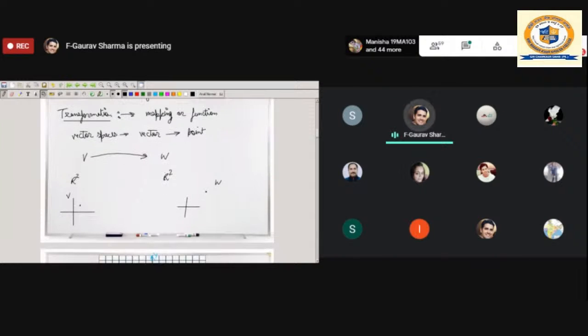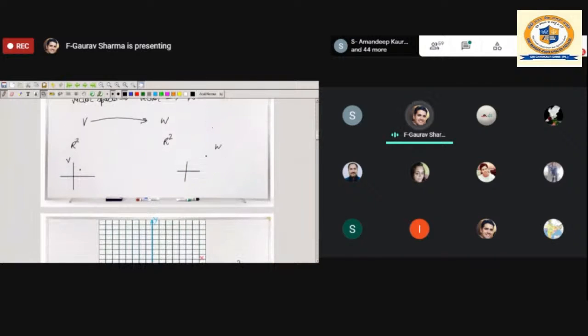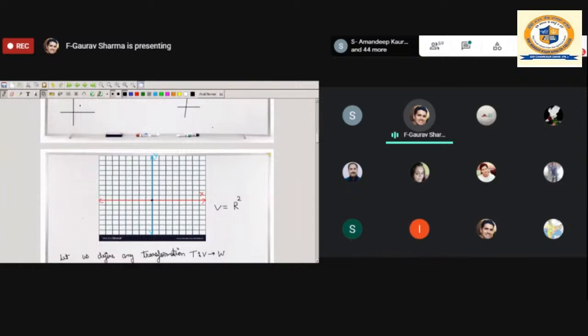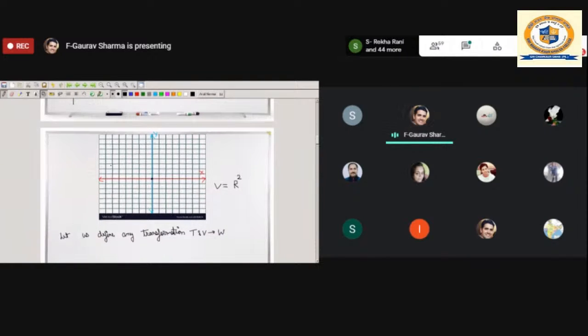However, we can also use the words mapping and function. There's no problem with that. So let us view this. If we take V as R square, and I am taking this square grid here, because we want to see what happens to the points that lie on these lines in the square grid, then what will happen to them if I transform this vector space under any transformation? Not talking about linear, but any transformation.